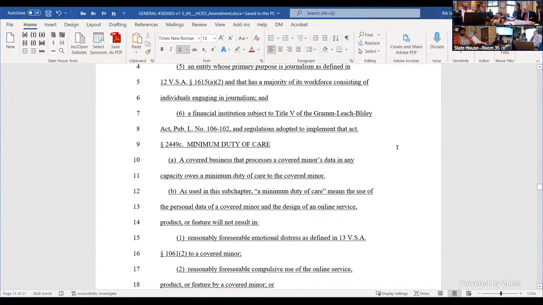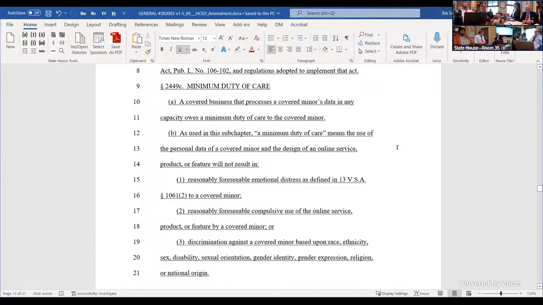Okay, so taking a step back here, if you are a covered business or a processor, this section, the minimum duty of care, applies to a covered business, right? And this bill does two things, really. It protects minors from design practices that would create a compulsive use of a product, that would be detrimental to the covered minor, or that would be discriminatory. There's a list of things. So we're talking about data privacy in some ways, but also the mental health of the covered minor.